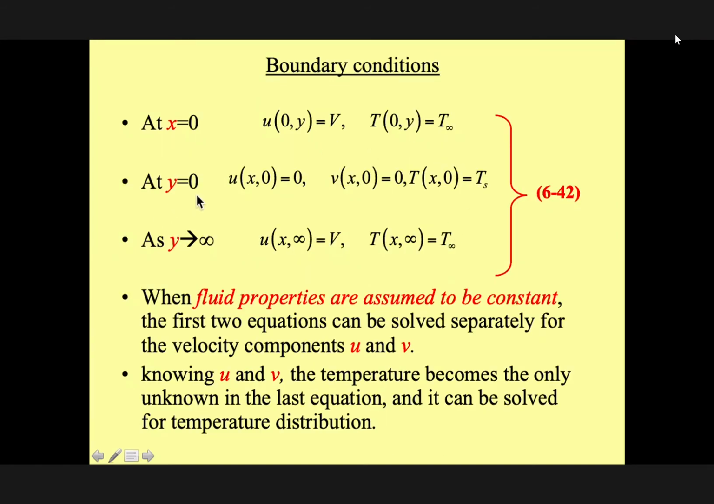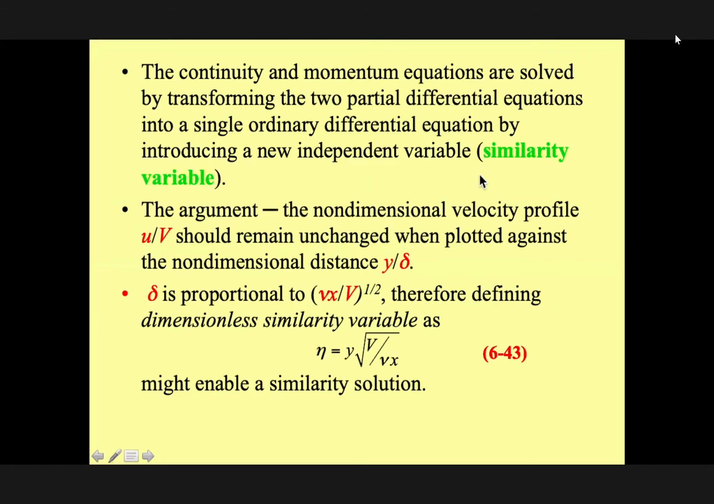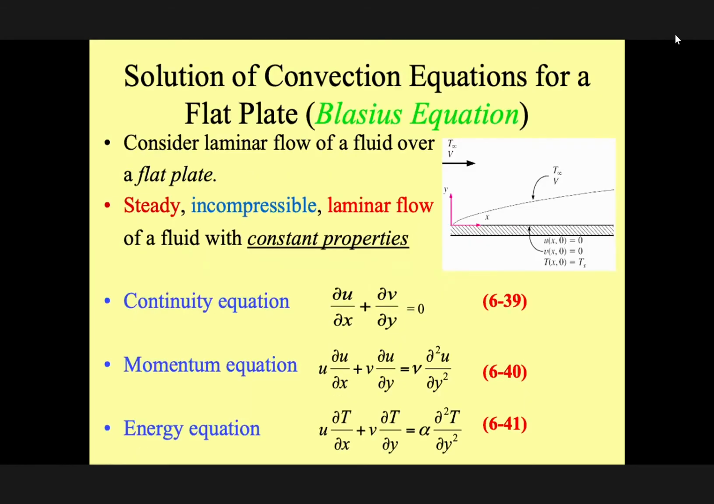At y equals 0, it means at the surface of the plate, at any point, the velocity is 0, okay? At any point, the velocity is 0 and the temperature is Ts. And that's exactly what is represented here. At any point in x, because we assume the viscosity phenomena, the velocity is 0, u and v, both in the x direction and y direction are equal to 0, and the temperature is Ts, okay?